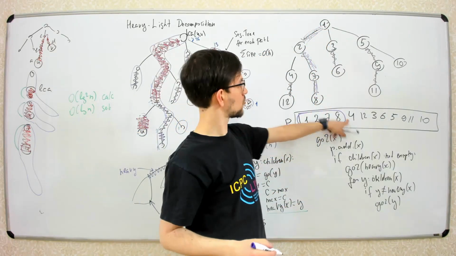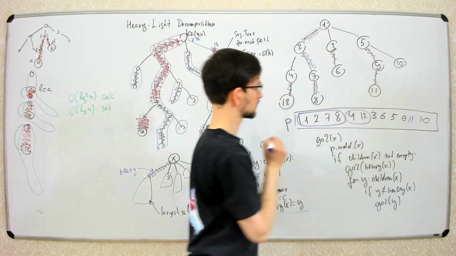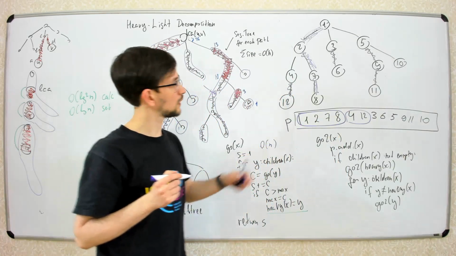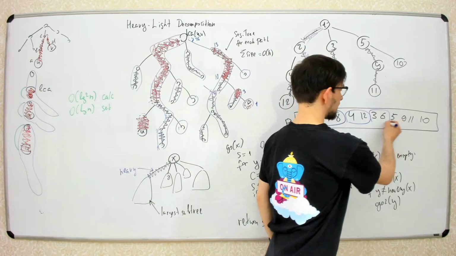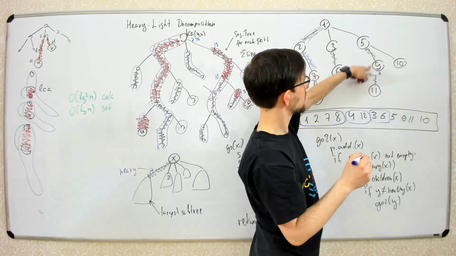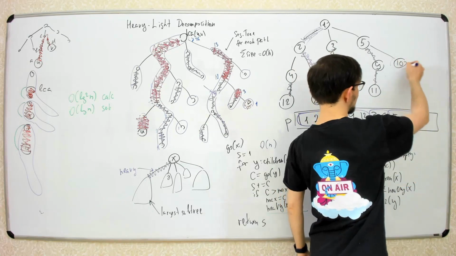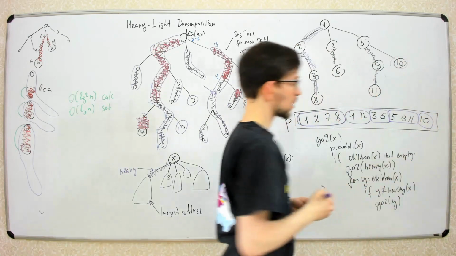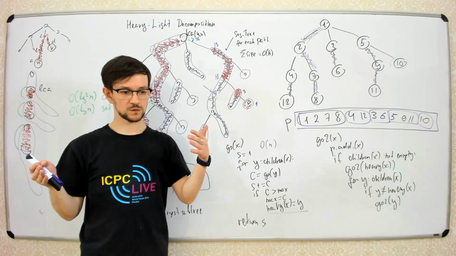Now you go to vertex 4, and you have this heavy path, 4, 12. Now you go to node 3, and you take this heavy path, 3, 6, which is another heavy path. Now 5, 9, 11 is another heavy path, and in the end you have a heavy path of one node. So every heavy path is a segment of this sequence.